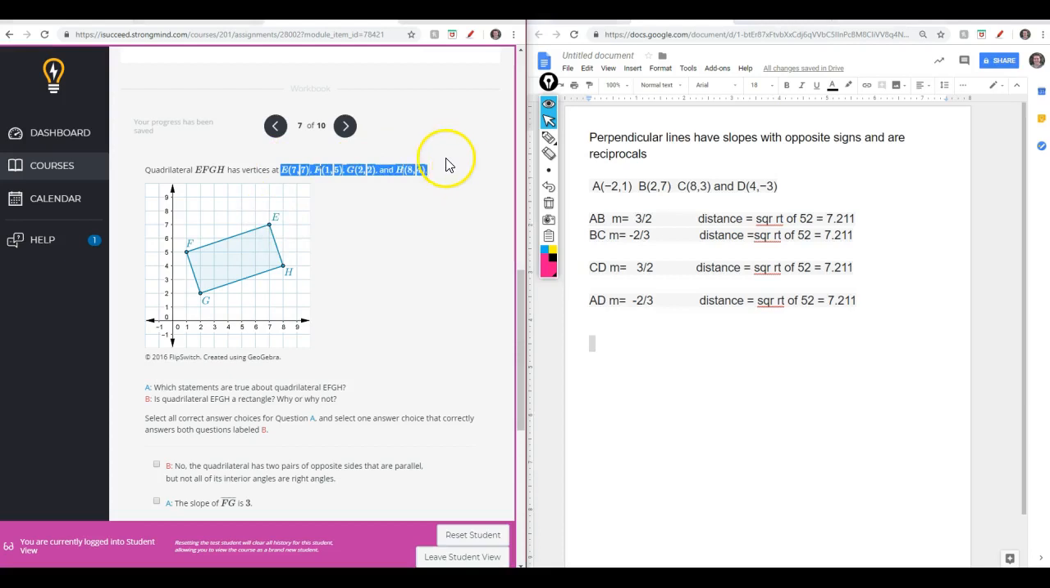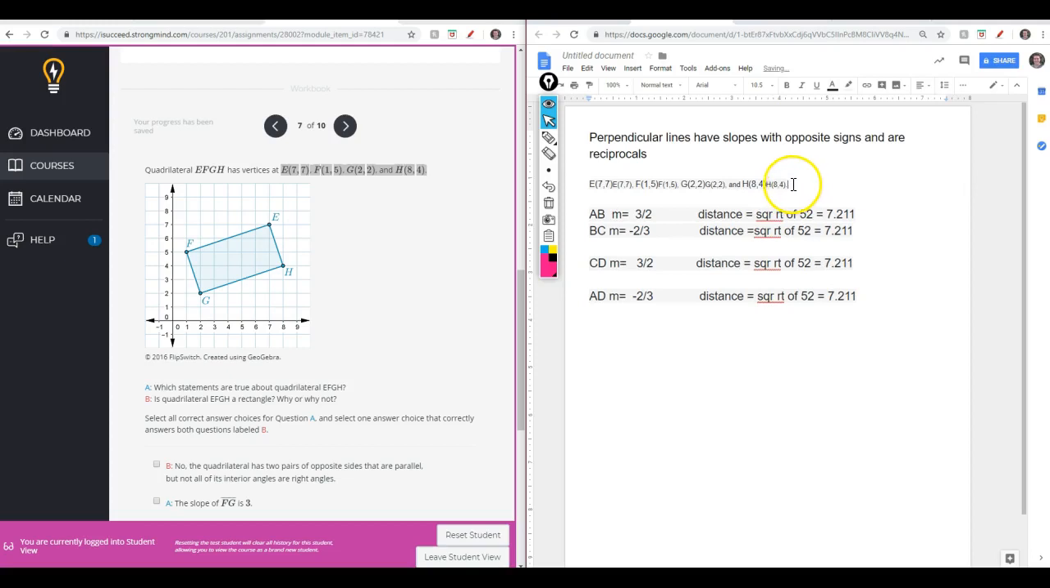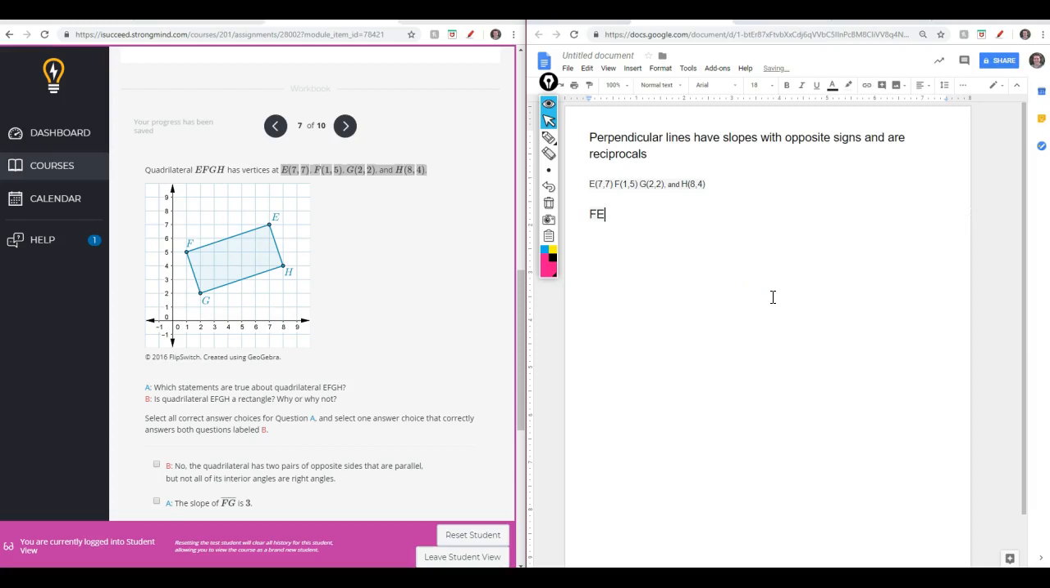So I'm going to copy this over to a Google Doc, just a doc, so that I can keep track of the coordinates. And then again, I am just going to find the slope of each side length. So we have side length FE, we would have side EH, we would have side HG, and we would have side GF. And I'm just looking for the slopes for all of them. And I'm going to be using my slope calculator.